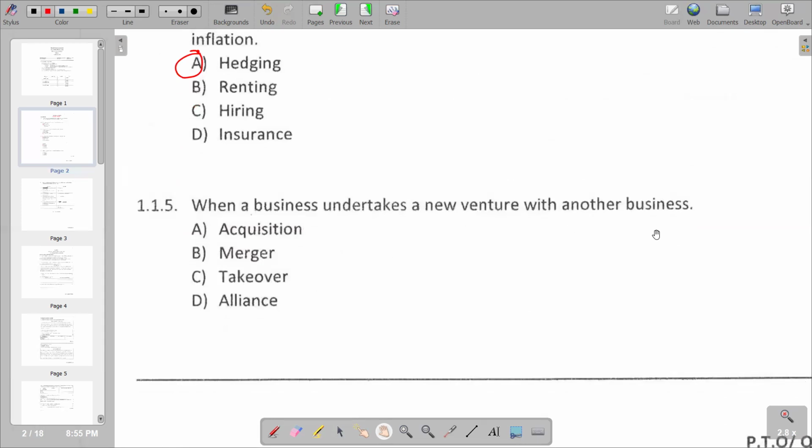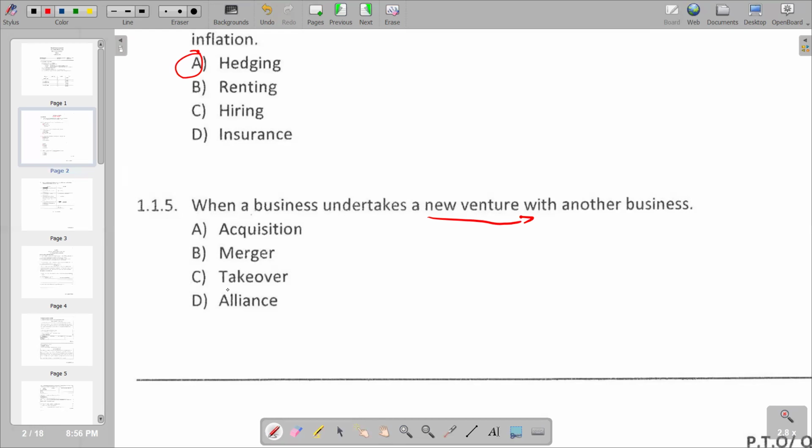1.1.5, when a business undertakes a new venture with another business, we're given acquisition, merger, takeover, and alliance. The key part in the question is that it's a new venture. Obviously, we know that merger is the closer response. With a merger, we are saying that there are two businesses that are operating as one. But these ones are just getting into a new venture. So the correct response there is an alliance. It becomes a business alliance.